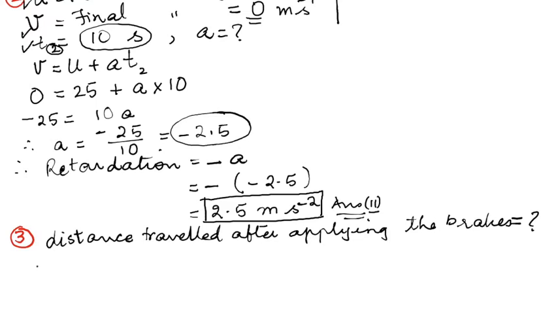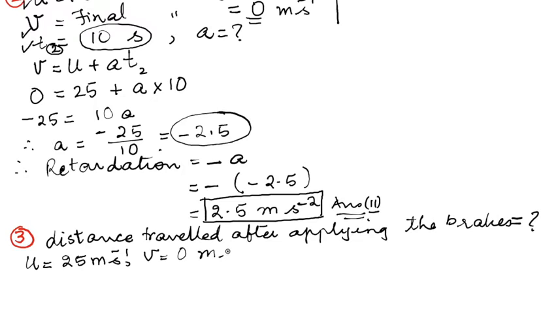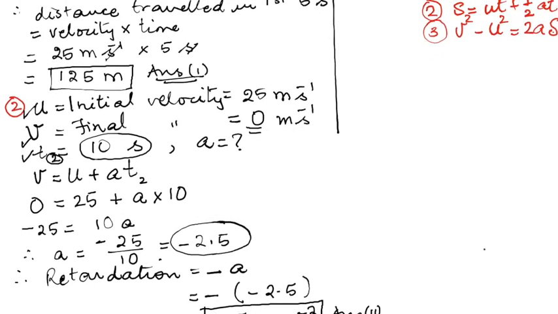So what do we know? We know that initial velocity was 25 meter per second. Final velocity is 0 meter per second because it comes to a stop. And we found out that the acceleration, which means the retardation, was minus 2.5 meter per second square. So we have U, V, A, and we have to find distance, which means S equal to question mark. Let us look at our formula.